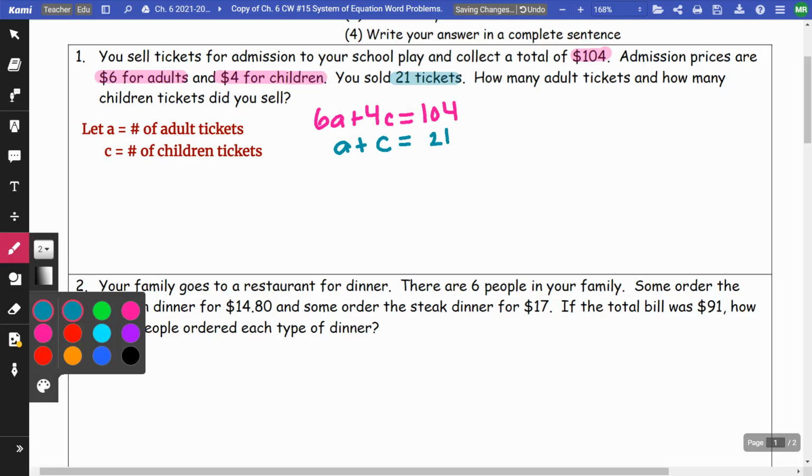And so now what I'm going to do is I need to multiply one of these equations by something so that I can either eliminate my A's or C's. I'm going to multiply by a -4. I'm going to keep the top equation as is: 6A plus 4C equals 104. The second equation, I'm going to make -4A minus 4C is equal to -84.